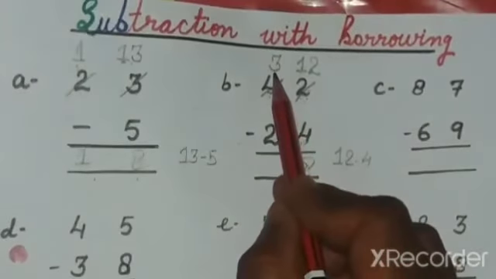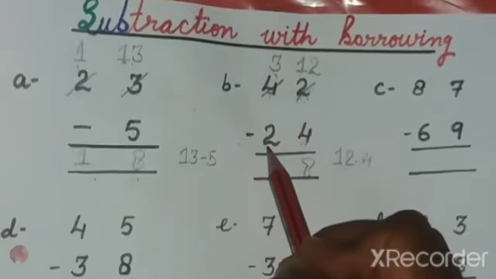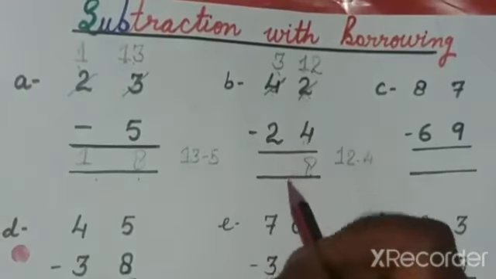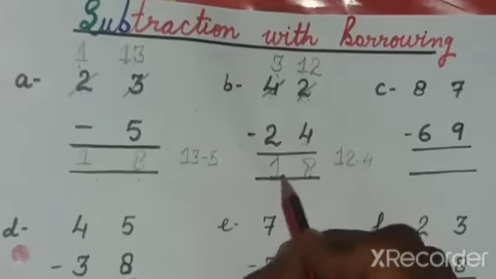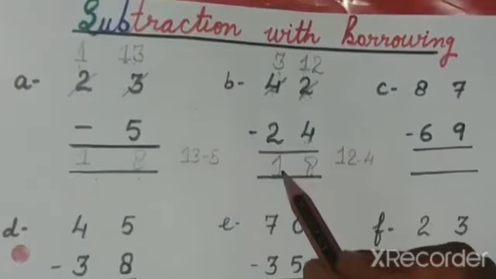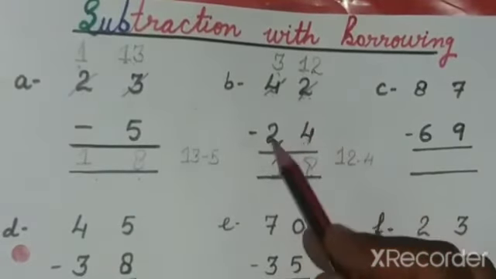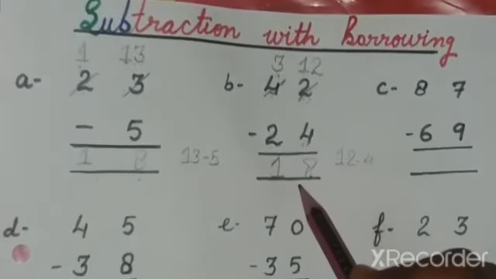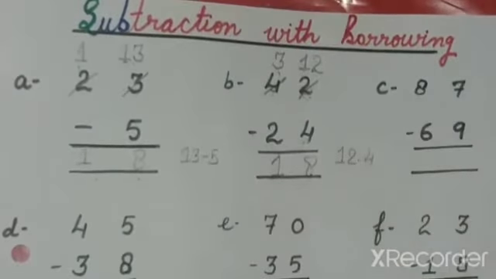Now what is the number here? 3. So 3 minus 2. 3 minus 2 is equal to 1. So the answer is 18. 42 minus 24 is equal to 18.